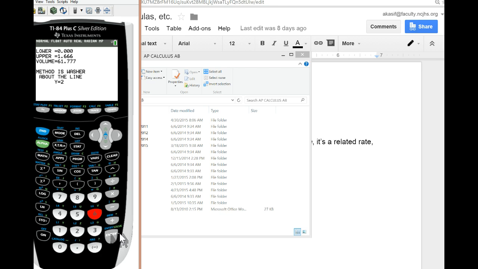Where is the volume? Go back to the home screen where you have all your choices. You see where it says answer? Click answer. So cool.